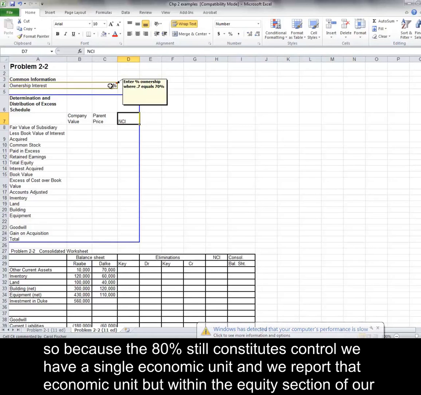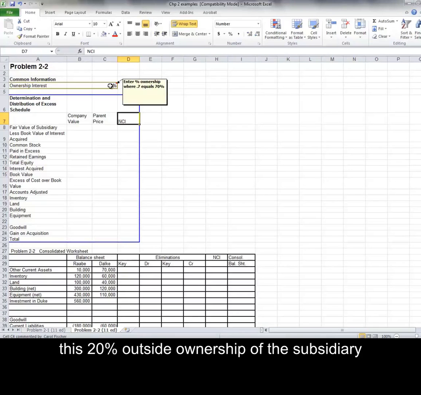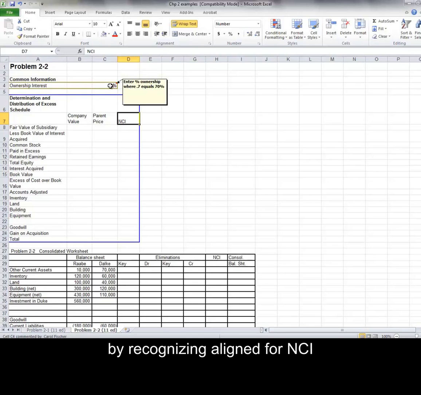So because the 80% still constitutes control, we have a single economic unit and we report that economic unit, but within the equity section of our consolidated balance sheet, we're going to acknowledge this 20% outside ownership of the subsidiary by recognizing a line for NCI.